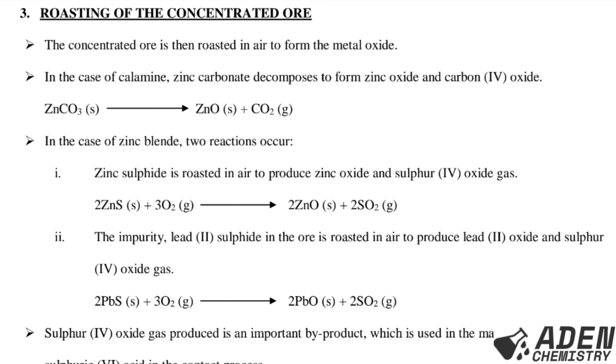And in general, when a metal sulfide is heated in air, we get two products, one of them is metal oxide and the other one is sulfur dioxide. So you have to know, learners, the main pollutant in the extraction of zinc is sulfur dioxide. The sulfur dioxide gas produced is an important byproduct which is used in the manufacture of sulfuric acid in the contact process.